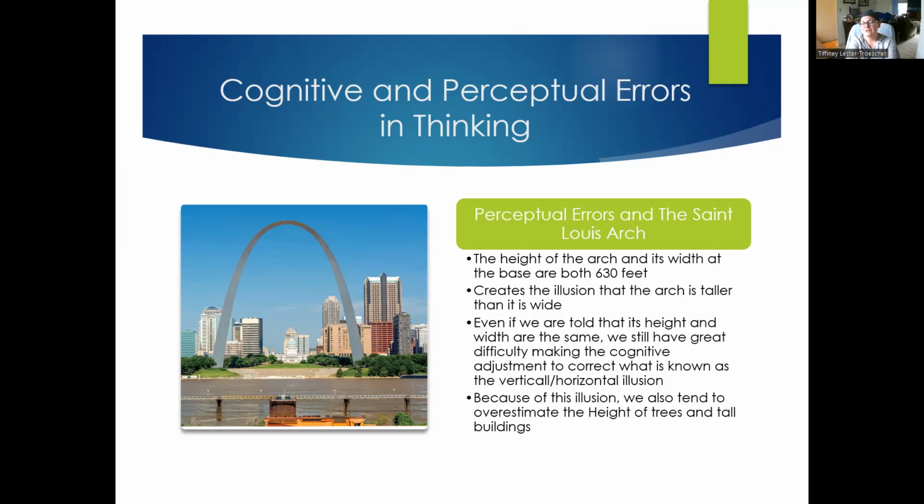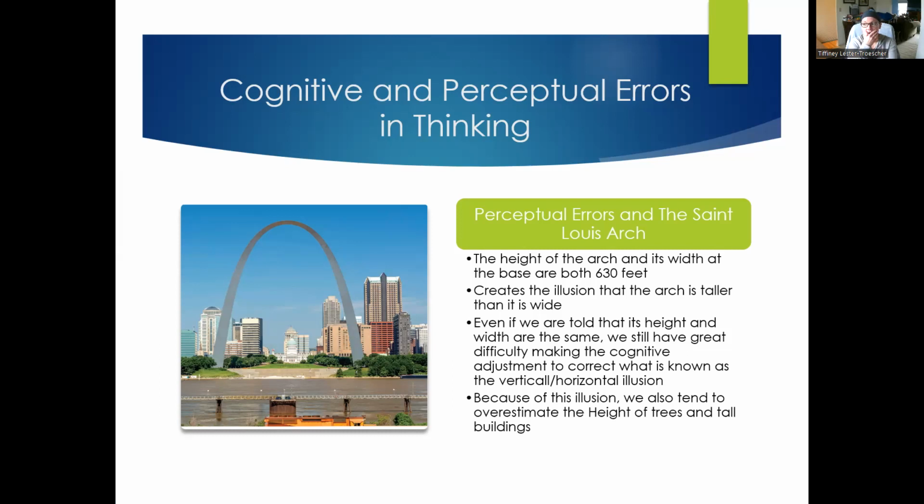Our brains are literally, optical illusions are like one of our kryptonites. Our brains cannot handle it. So we have difficulty estimating the height of things. It's a perceptual error. And so, again, people giving descriptions, or even just ourselves trying to interpret what we see.